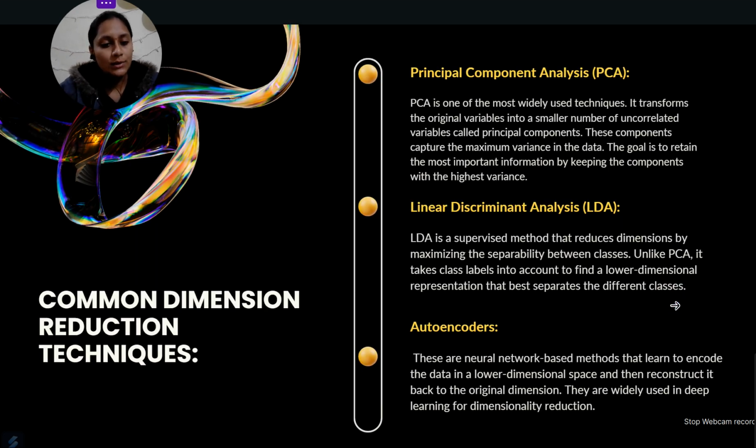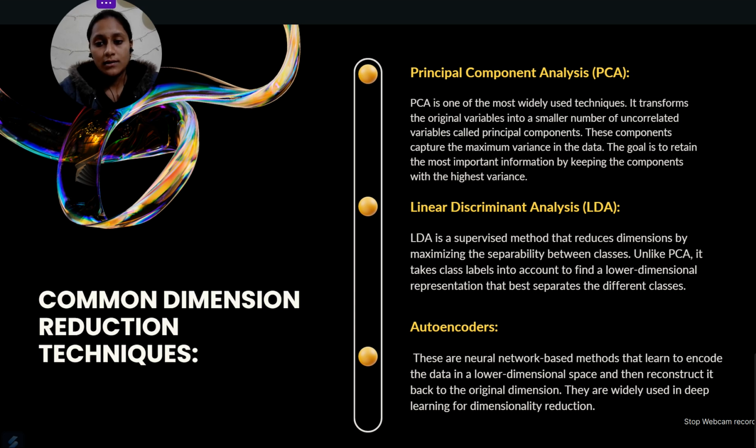Now, what are the common dimension reduction techniques? First is PCA, which stands for Principal Component Analysis. It is one of the most widely used techniques. It transforms the original variables into a small number of uncorrelated variables called principal components. These components capture the maximum variance in the data. The goal is to retain the most important information by keeping the components with the highest variance.